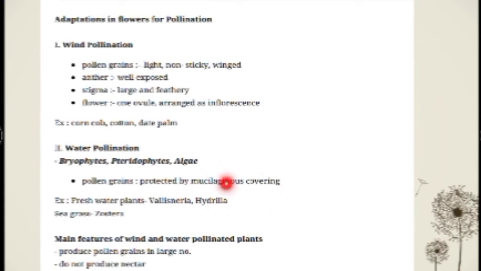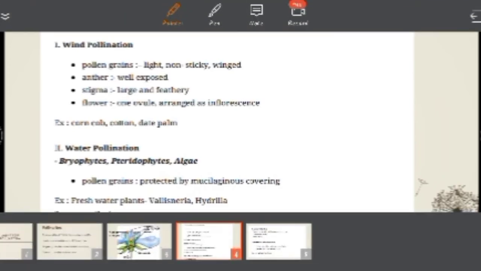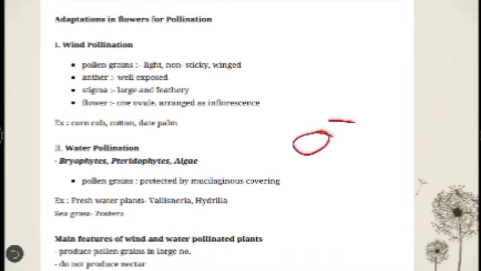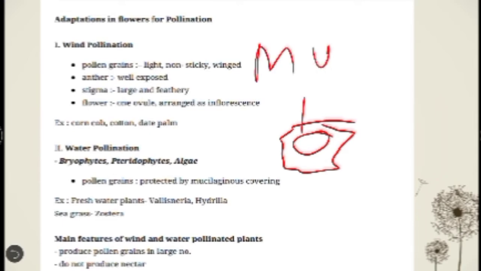Okay, that means the pollen grains must have a mucilaginous covering. That means it must have some mucus. Suppose this is a pollen grain, some oil or jelly-like structure must be there, mucus. If it is covered by mucus, then only the water can carry it.